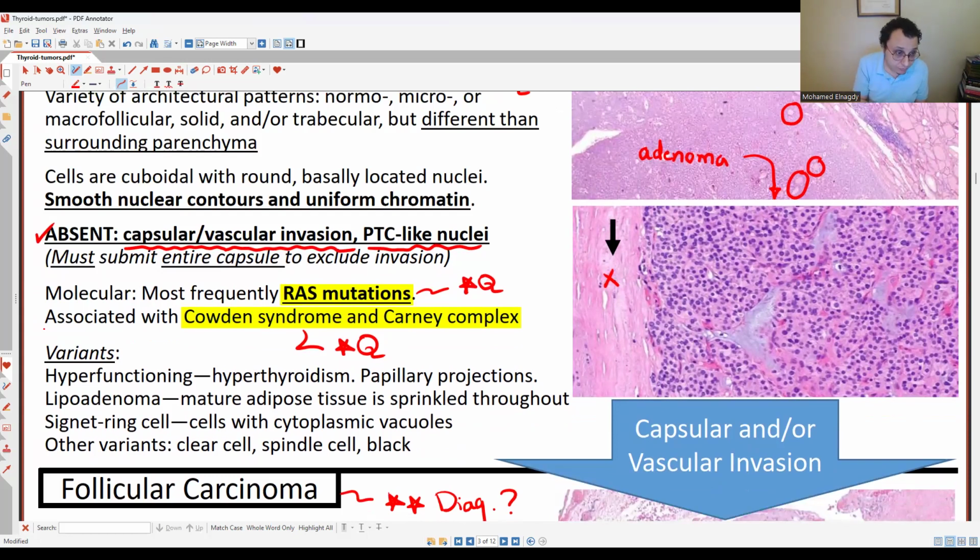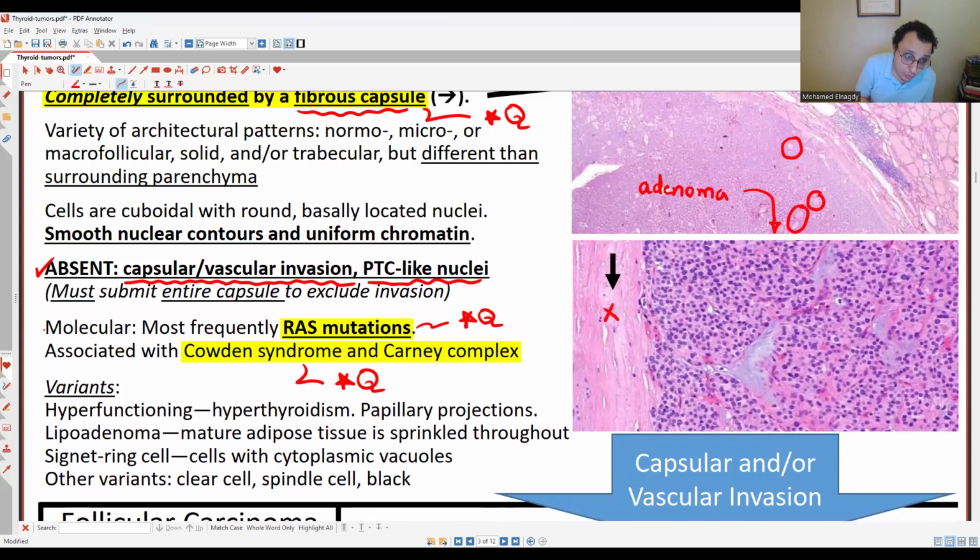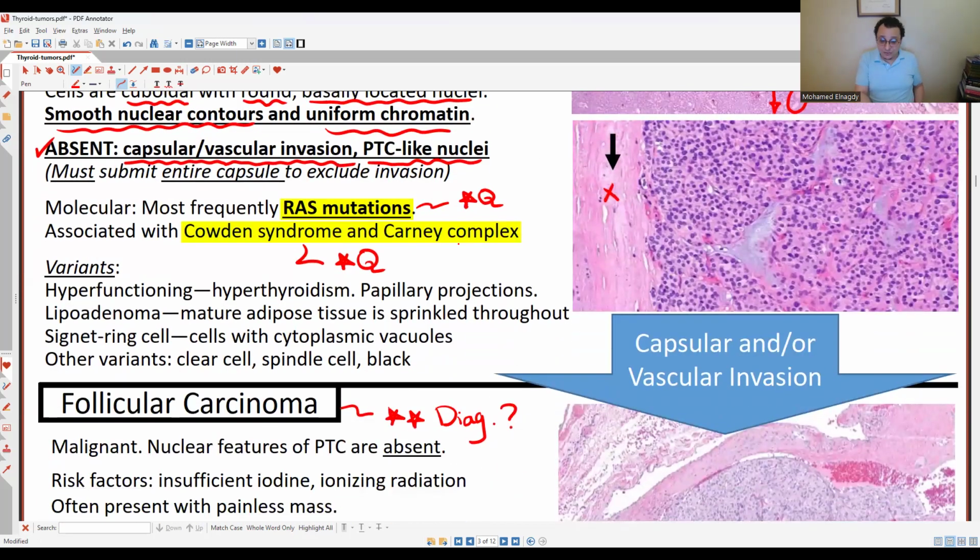So absent capsular and vascular invasion, absent papillary nuclear features. Cells are cuboidal with rounded, basally located nuclei. There are smooth nuclear contours and uniform chromatin. That doesn't tell you whether it's malignant or not.